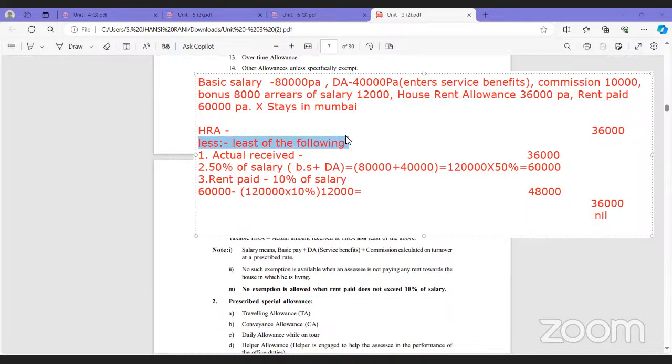So whenever you do the full problem, write nil. HRA nil. So this is one type of problem where I showed you how we will calculate the HRA. Is it clear? Yes, ma'am. Okay. Now we will move to the next one.